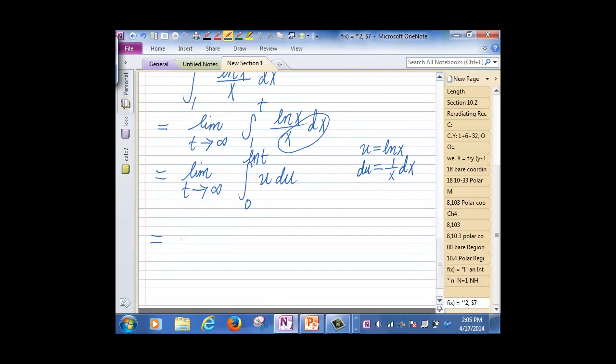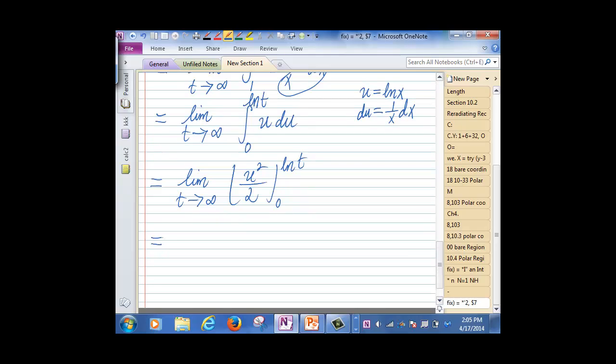So what do I have then? I have the limit as t goes to infinity of the integral of u, which is u squared over 2, evaluated from 0 to ln of t. And then I have the limit as t goes to infinity. If I plug in ln of t, I get ln t squared divided by 2. If I plug in 0, I get 0, so I wouldn't write that down.